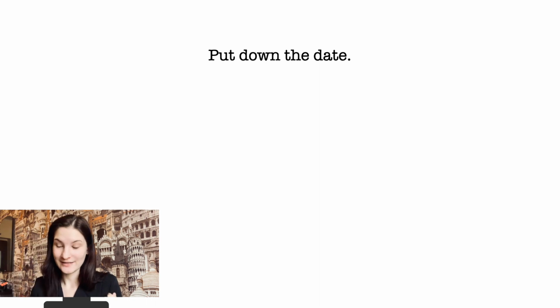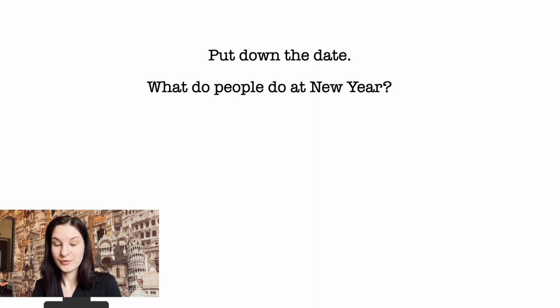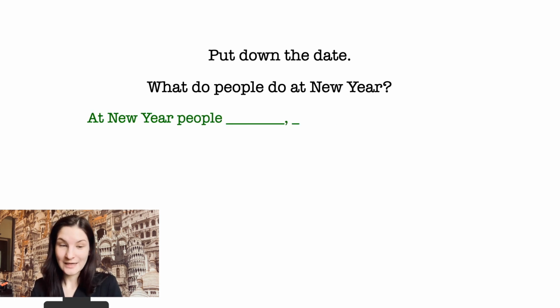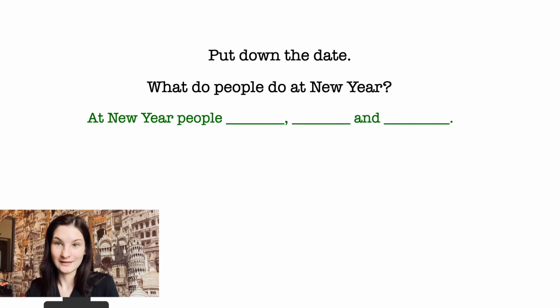So let's start. Open your copybooks and put down the date. And under the date, I want you to answer one question in writing. The question is, what do people do at New Year? Last time we read a lot about New Year and different traditions in different countries. So now you can answer this question. For example, at New Year, people watch fireworks, dance and eat salads. Or maybe you have different ideas. Write it in your copybooks, please.